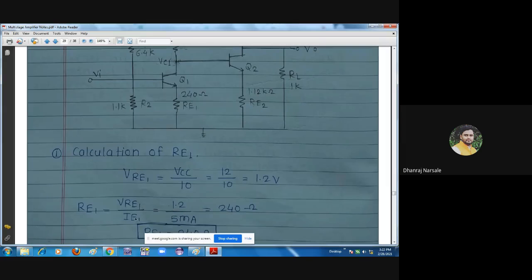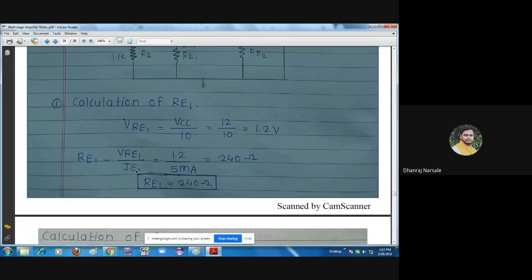So by putting the value of VRE1 and IE1, we can calculate the value of RE1. So RE1 is equal to 1.2 divided by 5 milliampere is equal to 240 ohm. So the calculation, 1.2 divided by 5 milliampere is equal to 240 ohm. So I got the value of RE1, that is the resistance, that is emitter stabilizing resistor of stage number 1. All of you understood? This is step number 1.